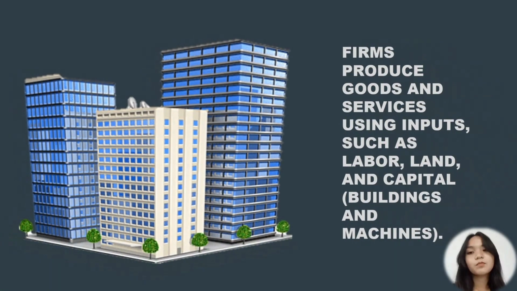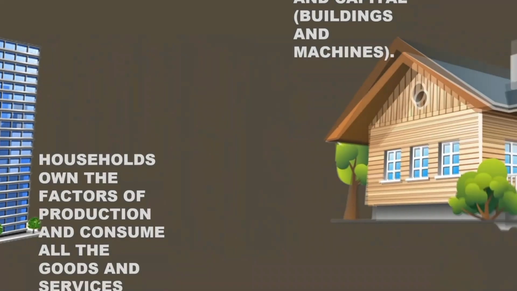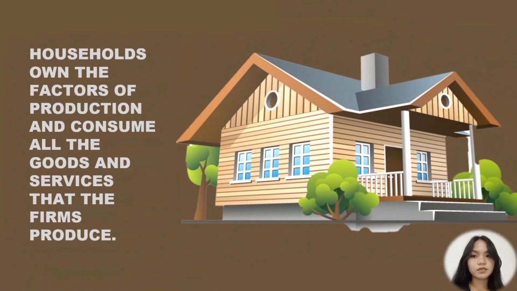The first type of decision makers is the firms. The firms produce goods and services using inputs such as labor, land, and capital, like buildings and machines. These inputs are called factors of production. The second one is the household. The households own the factors of production and consume all the goods and services that the firms produce.